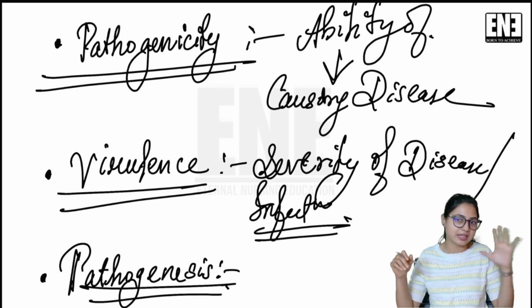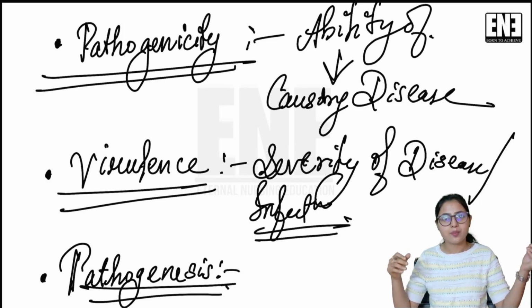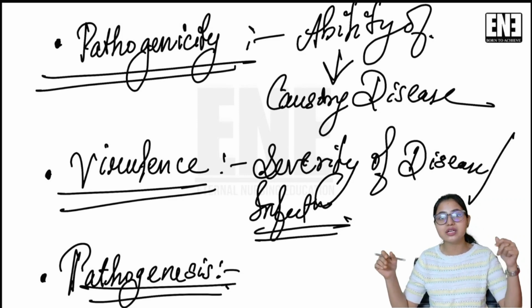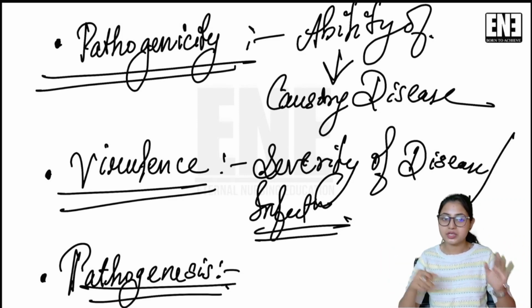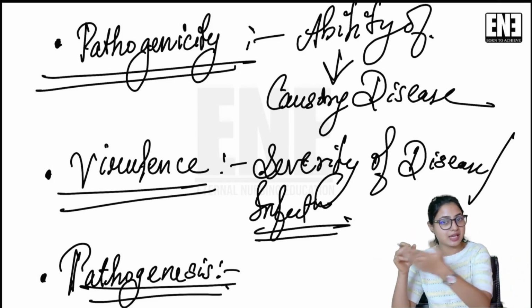Suppose you are walking and you fall, you are getting hit, you are getting some minor abrasions or lacerations, but till what severity, how severe it is, that is the thing you need to know. So pathogenesis means the ability of disease causing, how much ability it has.